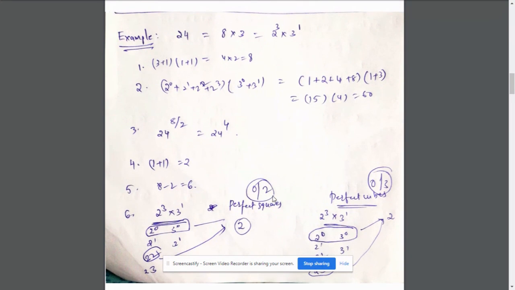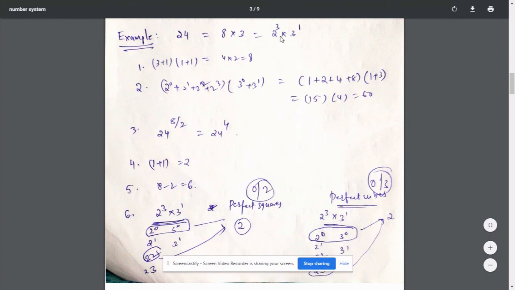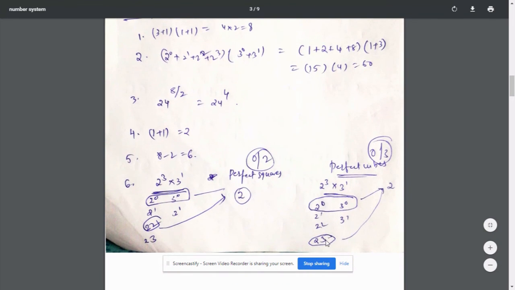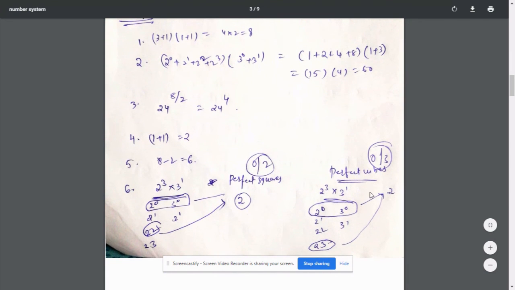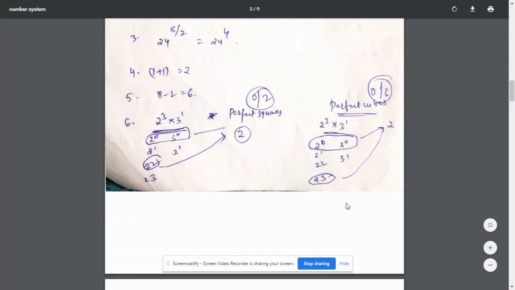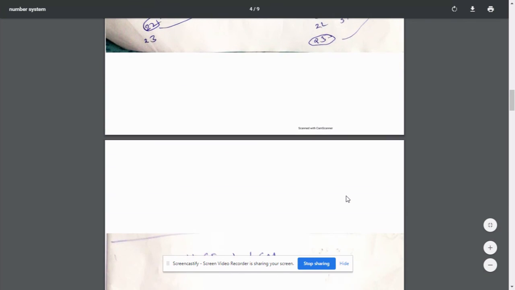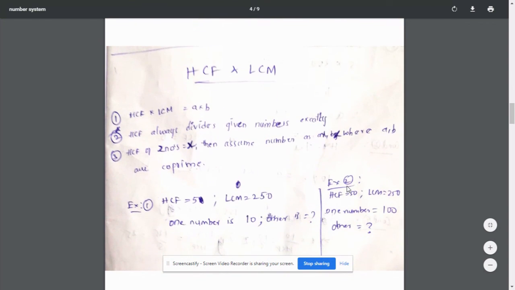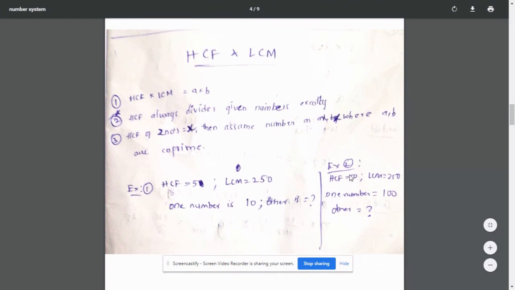When you come to perfect squares, it will be similar to before. When you come to perfect cubes, here there is 2 cube, so one more perfect cube factor was added. So this is about the first topic. Let us move to the second topic, HCF and LCM. HCF and LCM is very easy.